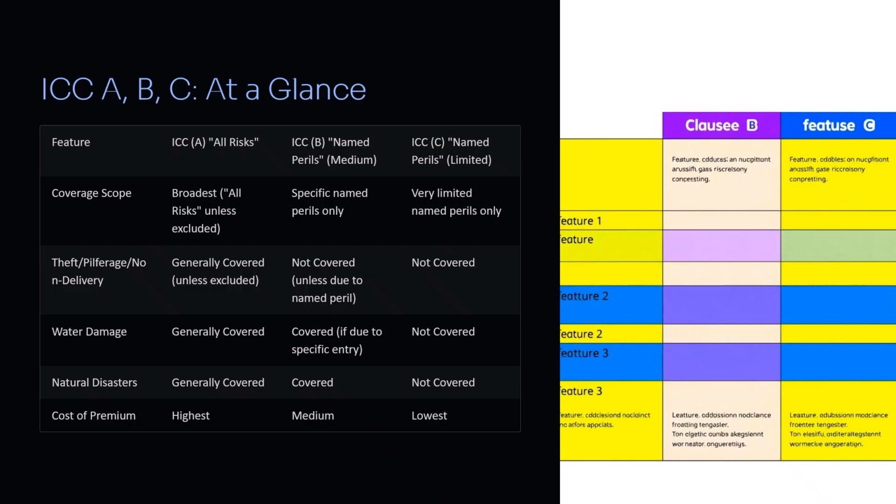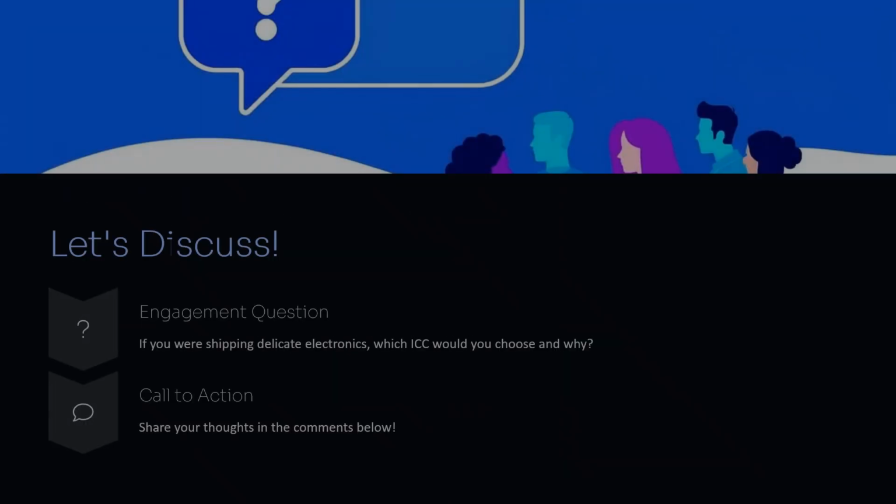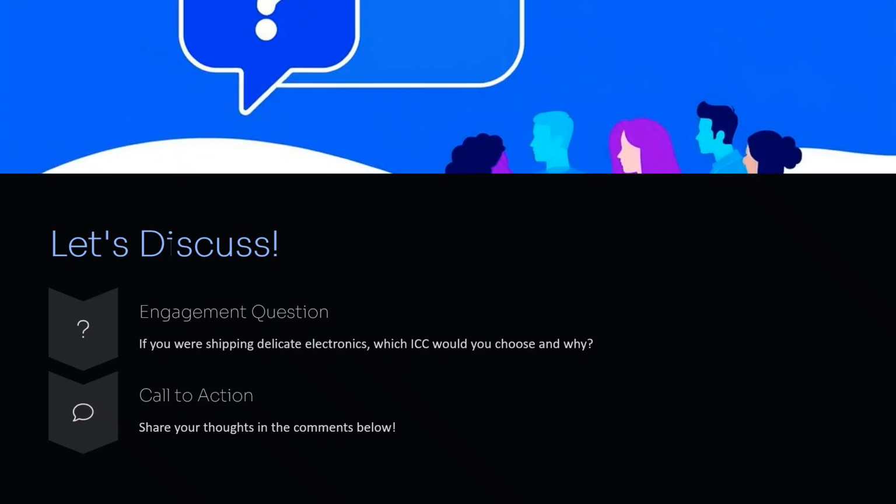And finally, the cost of the premium. A is the highest because it offers the most coverage, B is medium, and C is the lowest because it offers the least. So that concludes our deep dive into the Institute Cargo Clauses. This is a critical decision point for anyone shipping goods.